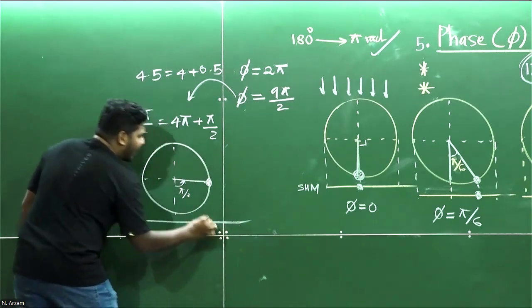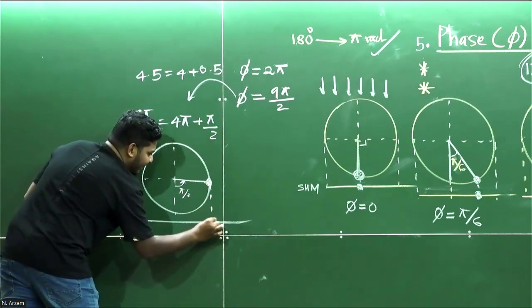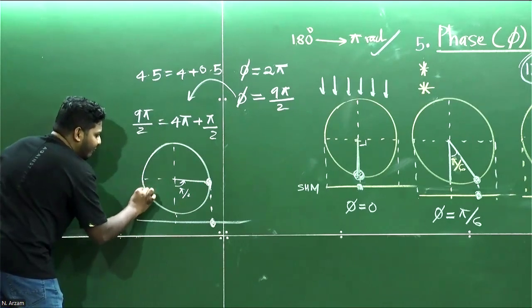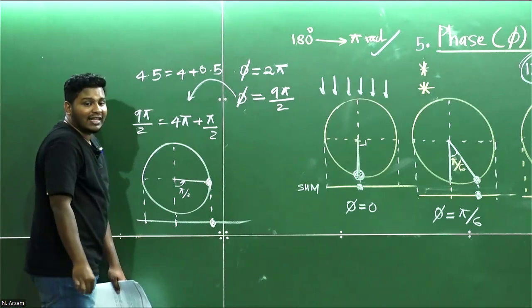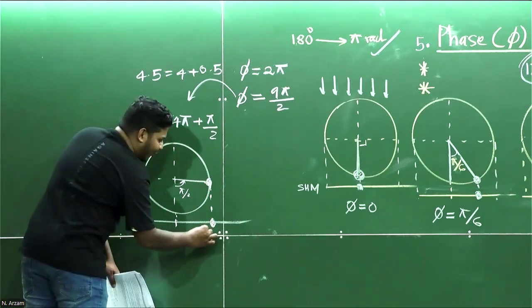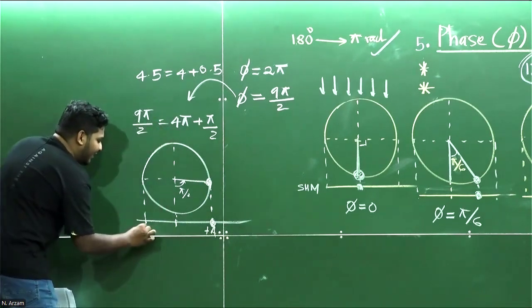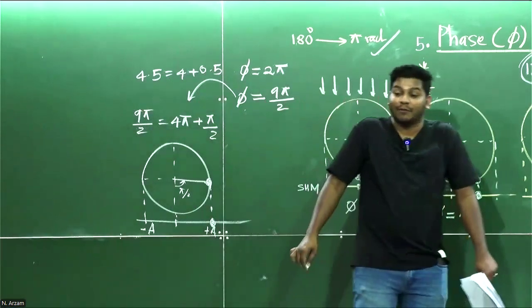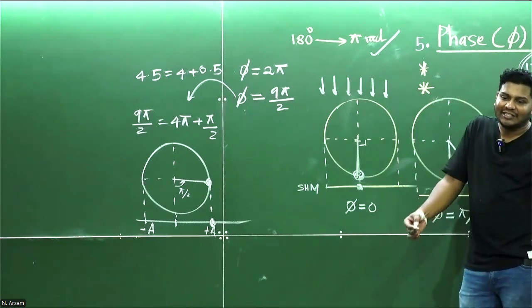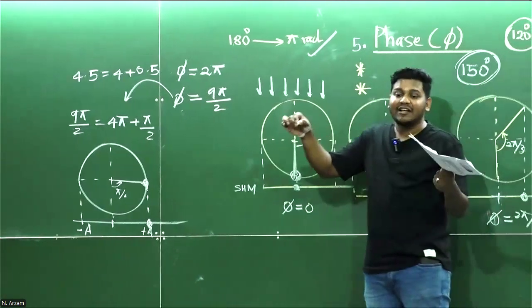So for the SHM particle, we know that where the particle is now, it is in the fixed point or amplitude. It is in the positive amplitude. We already know that this is positive, no? This is negative amplitude, no? So where the particle is now, the particle is in the positive amplitude.